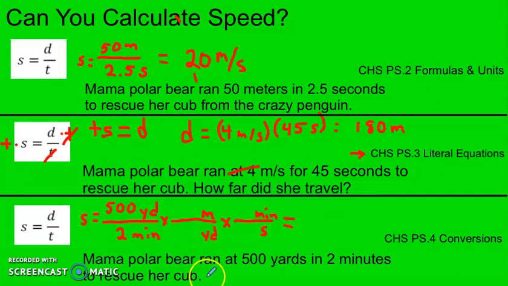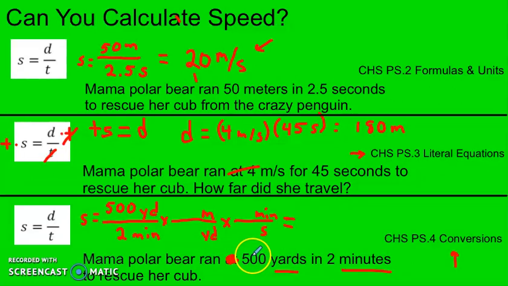Here we have an example of conversions. Mama Polar Bear ran 500 yards in 2 minutes to rescue her cub. Most calculations are in meters per second. You see meters per second here, but we're not talking about meters and seconds here. We're talking about yards and minutes. This particular reference video talks about how to convert from yards per minute to meters per second.